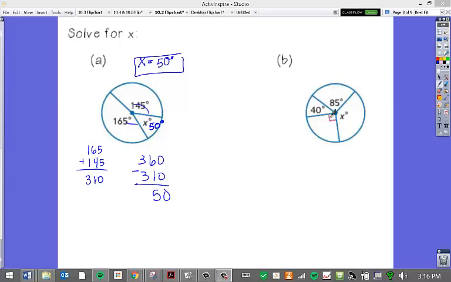Okay, for part B, I'm going to do 40 plus 85 plus, this is 90. 40 plus 85 plus 90 gives me 215. So I'm going to subtract 215 from 360, and that gives me x to be 145 degrees.